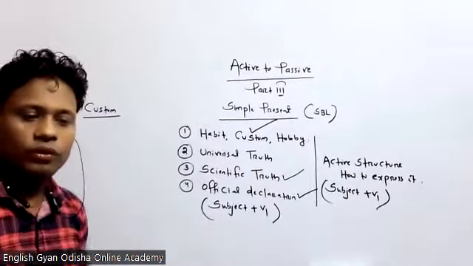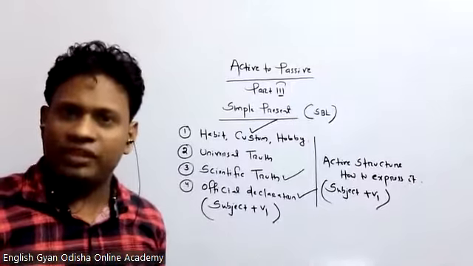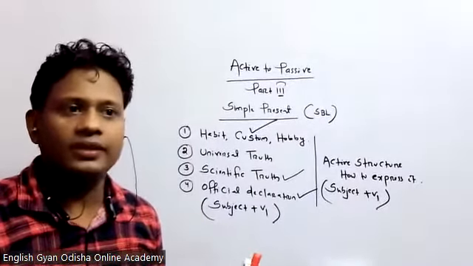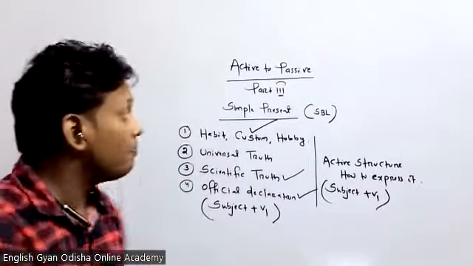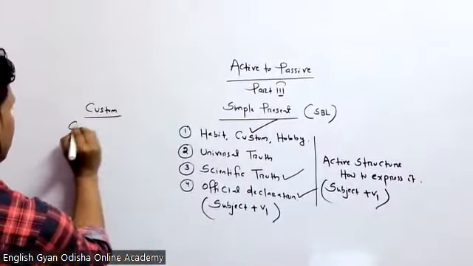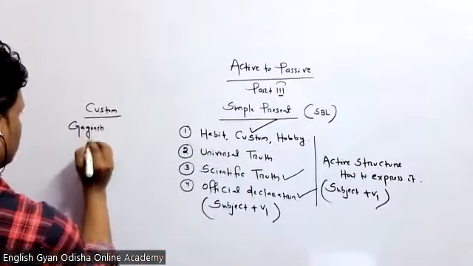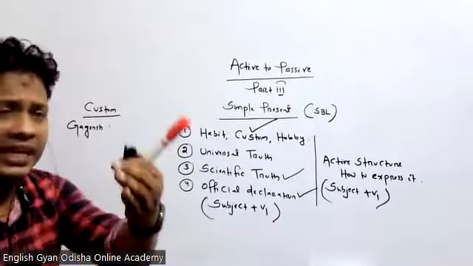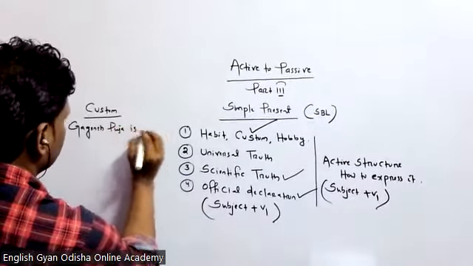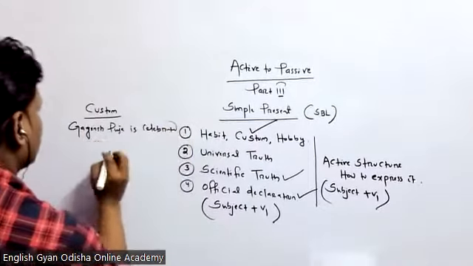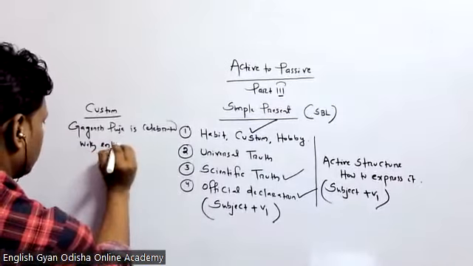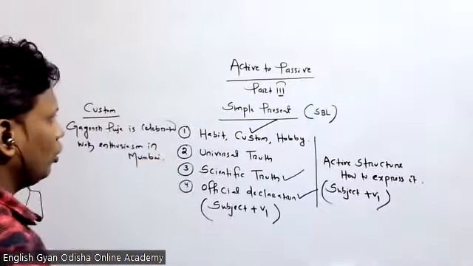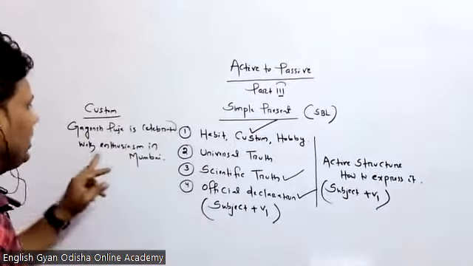You can say, people celebrate, because it's people's festival. People celebrate Ganesh Puja. You can say Ganesh Puja is celebrated with enthusiasm everywhere. It's celebrated, called passive. So custom means Ganesh Puja, or Independence Day, anything that is celebrated. Ganesh Puja is celebrated with enthusiasm in Mumbai. Here, look, this is a passive form.